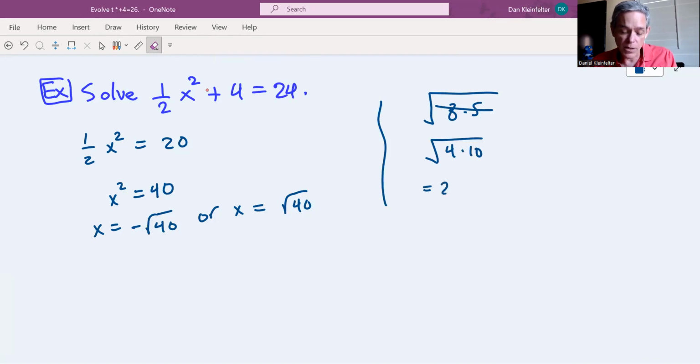Okay, so that will be 2 square roots of 10. So x will be negative 2 root 10, or x will be positive 2 root 10. Okay.